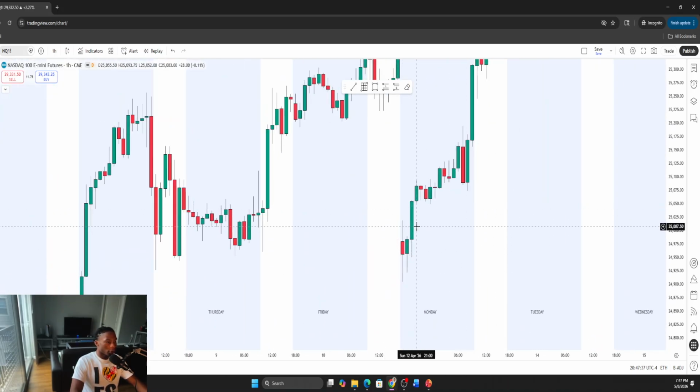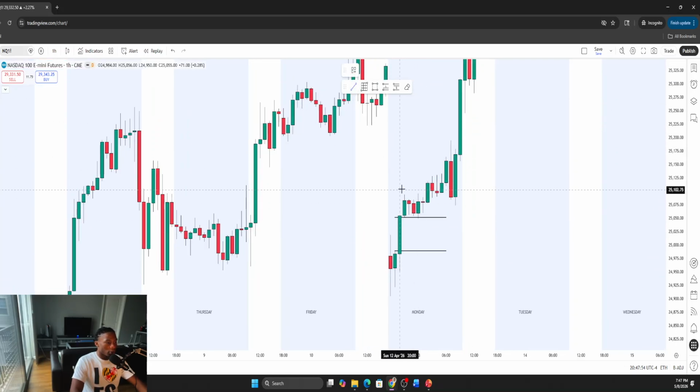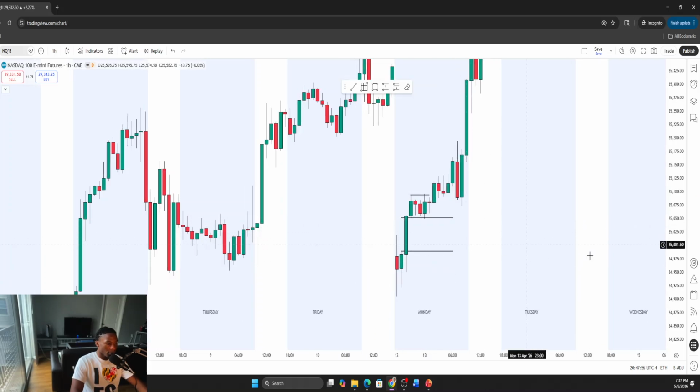So 1, 2, 3. Do we have a space around our second candle? No, we don't. 1, 2, 3. Do we have a space around our second candle? Yes, we do. So then we map out the first candle's top, third candle's bottom. We have an inefficiency, and what's that? Price taps into our fair value gap and delivers to an area of liquidity, just like that.